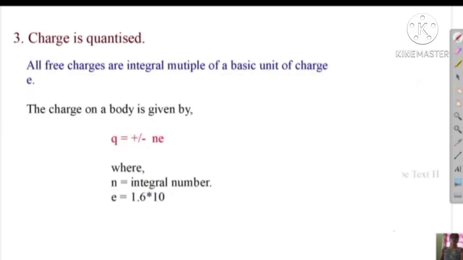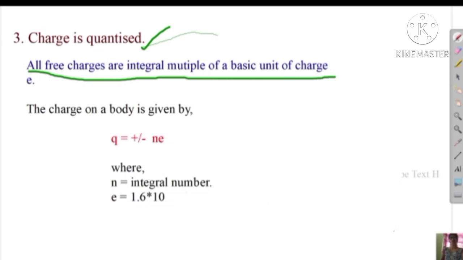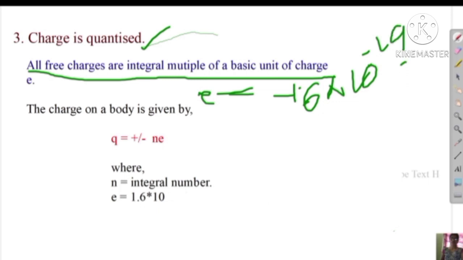So let's go to the next topic, that is charge is quantized. According to the statement, all free charges are integral multiples of a basic unit of charge, and that basic unit of charge is denoted by the symbol e, which is equal to minus 1.6 into 10 to the power of minus 19 coulomb. So this is the standard value of electronic charge.